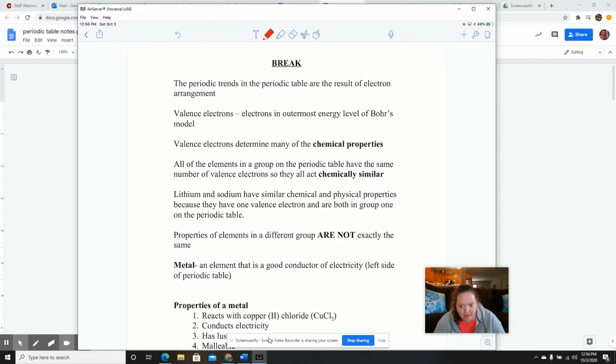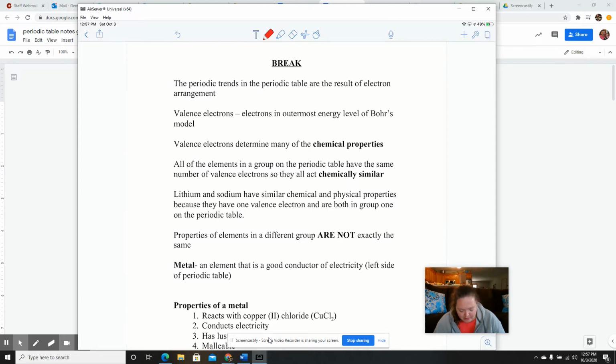Our first thing on here is that the periodic trends that we see on the periodic table are a result of the electron arrangement. That's very true. How things are arranged there will depend on how something bonds and the reactivity of an element with another element, how it will bond and react with that.